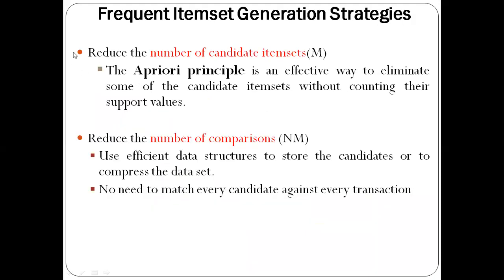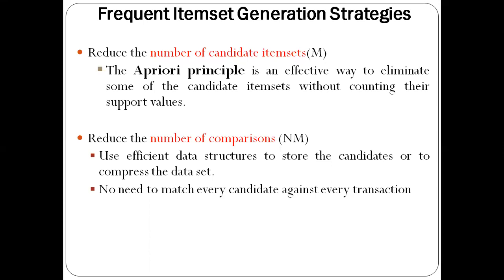So in order to avoid that, one method we can follow to reduce the complexity is to reduce the number of candidate item sets, that is the M value. We can reduce the number of candidate item sets by using a principle called the Apriori principle. The Apriori principle is one of the very efficient methods we can follow to reduce the number of candidate item sets. I'll explain that in the coming topics. What is that Apriori principle? Just try to remember this one.